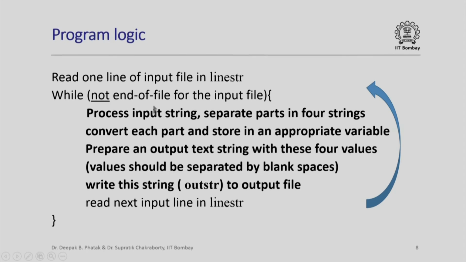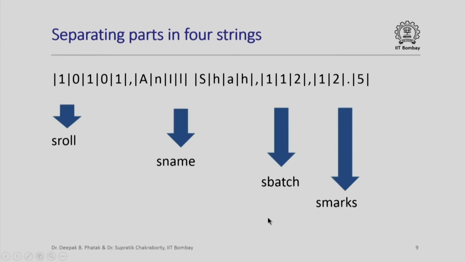Please note that before entering the while loop we read one line, and before going to the next iteration we read the next line. Consequently, these 4 steps will be taken for a line that has been correctly read. For every line that we read, we wish to separate the parts into 4 strings. The first line, for example, is shown here, each character separated by a vertical bar.